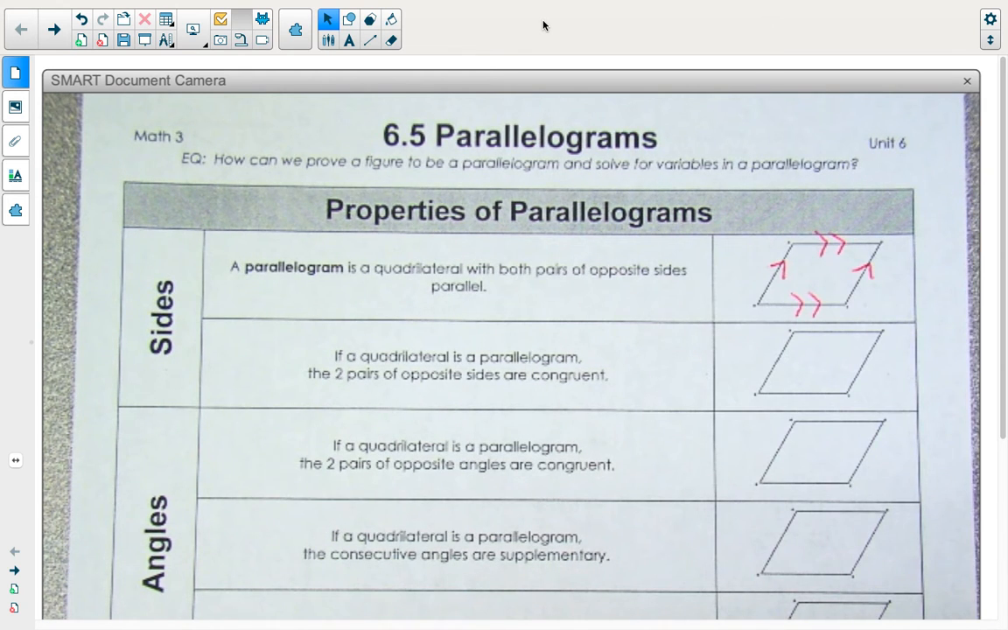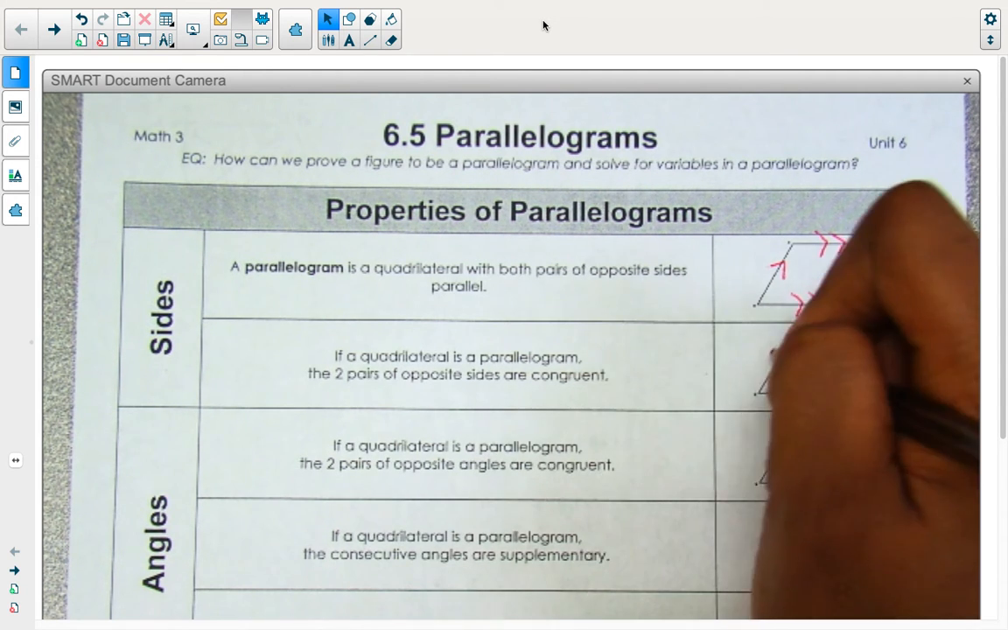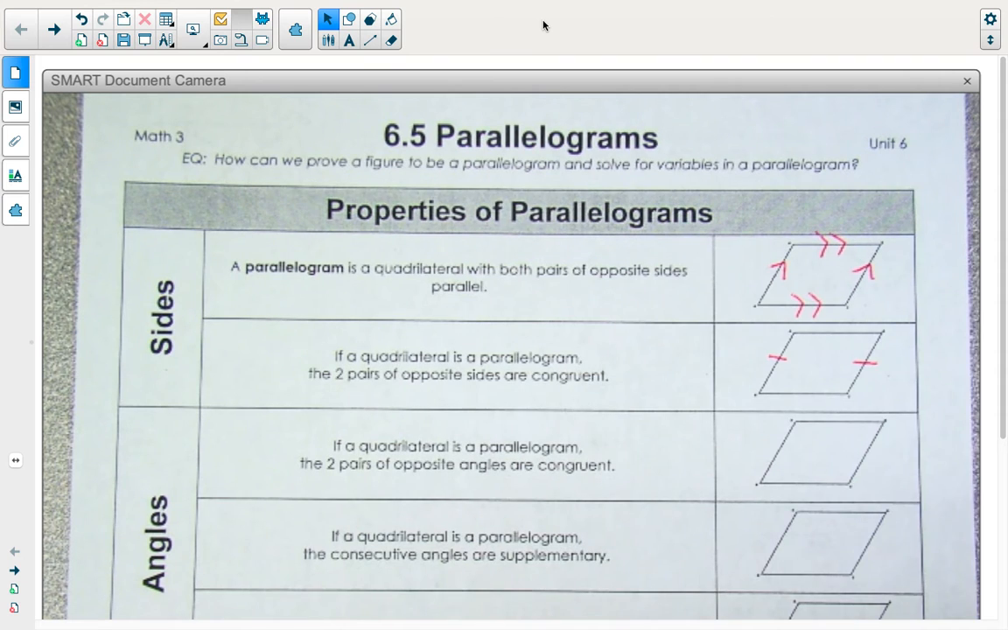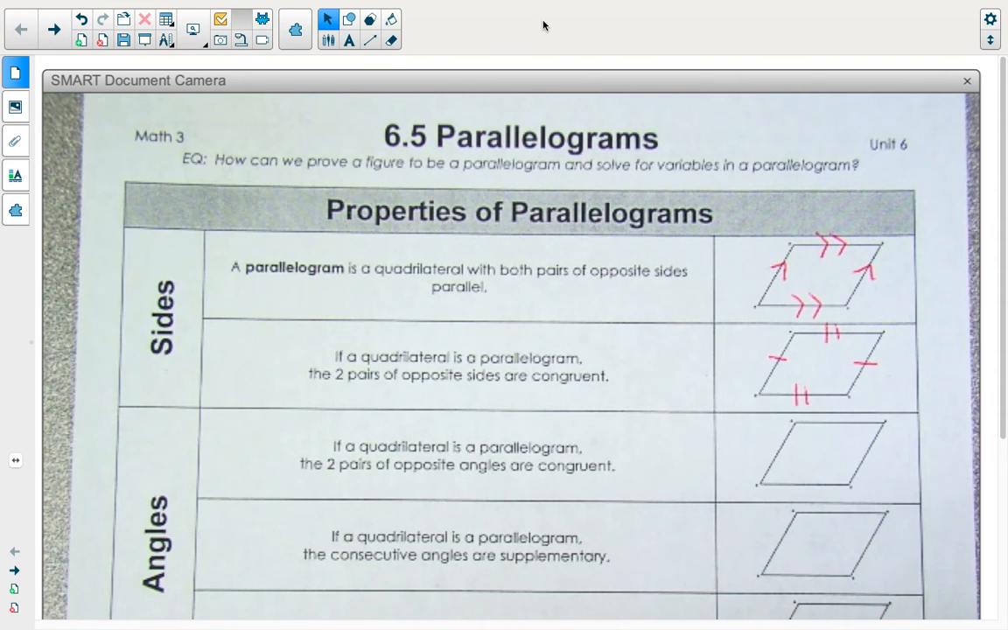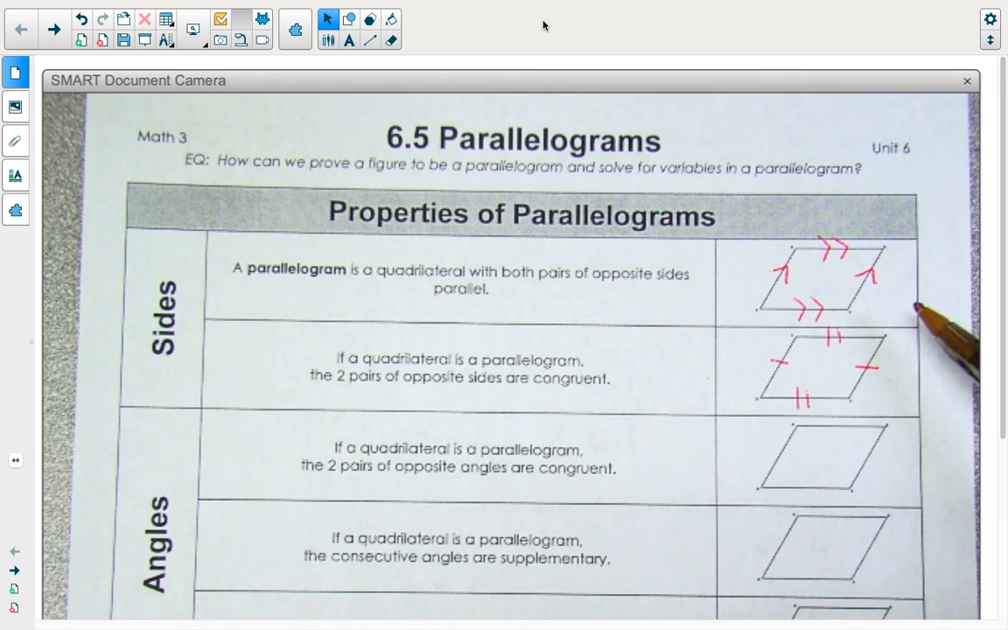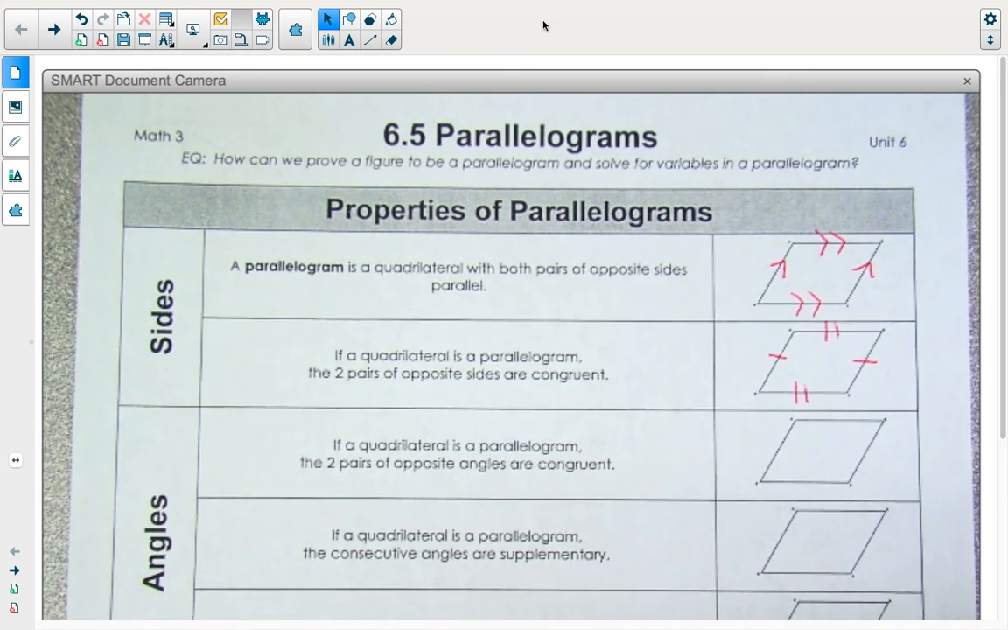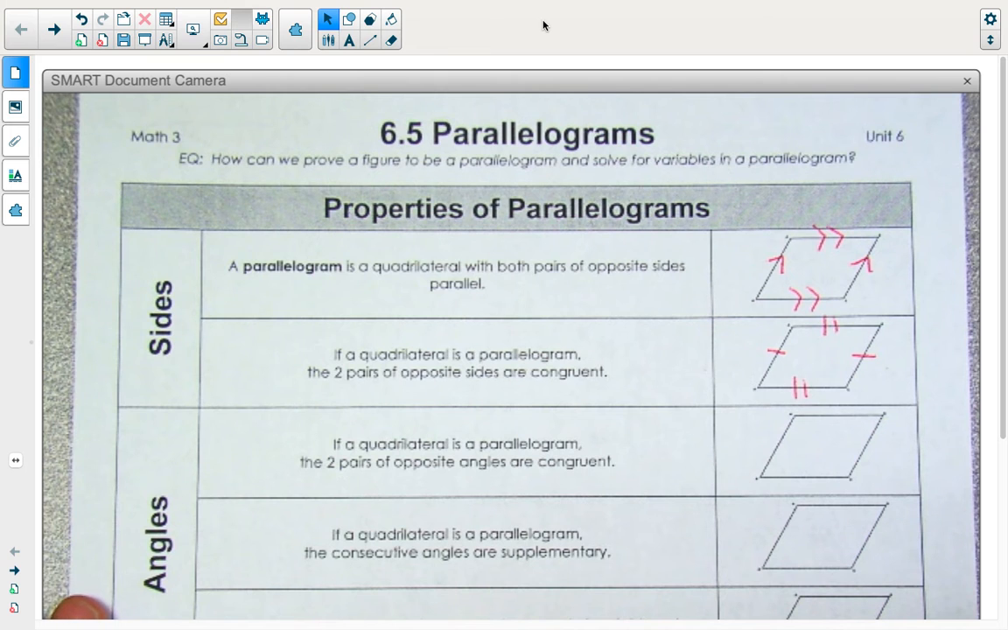All right. Next, if a quadrilateral is a parallelogram, then the two pairs of opposite sides are congruent. So this side is congruent to this side, and this side is congruent to this side. So those are two things I know about the sides of parallelograms. So the properties of parallelograms, those are two things that we know.